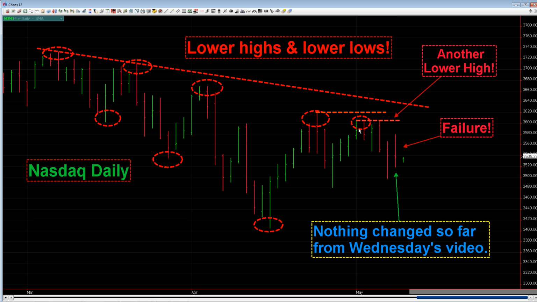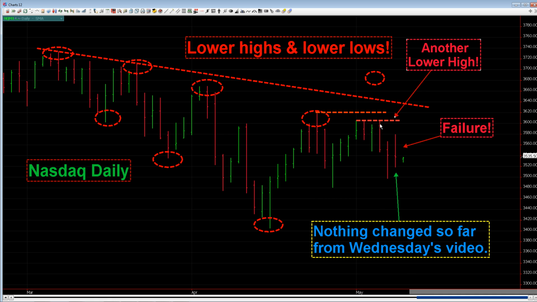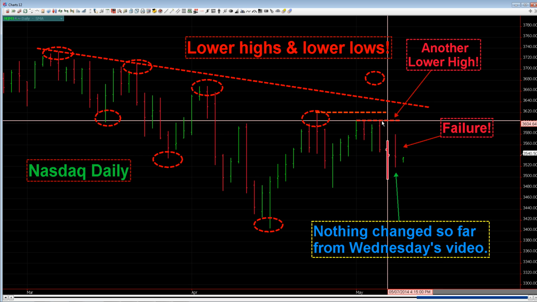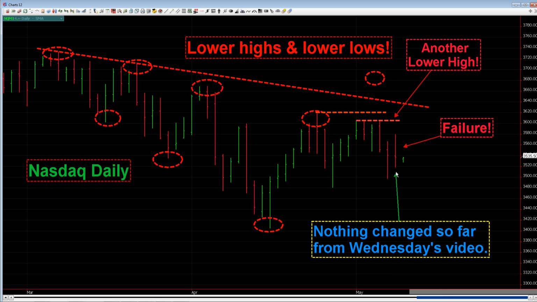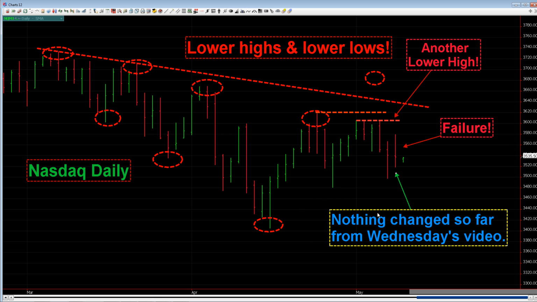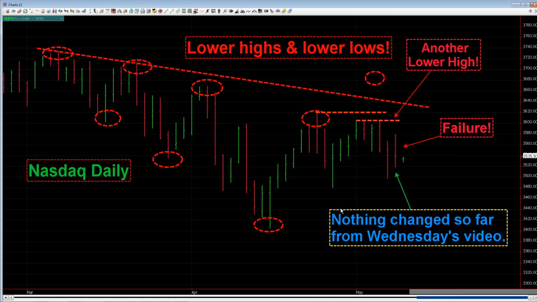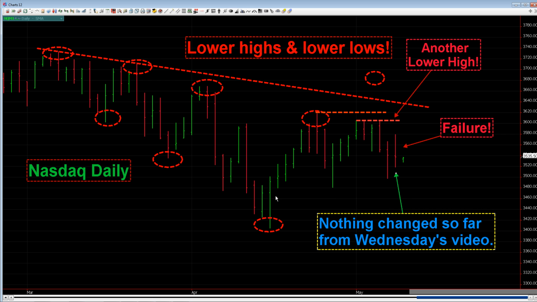That is a failure, and the fact that it hasn't come back to this trend line again, especially this time, and this time, that is a complete failure. So another lower high, this one gives us this, and now we can't even get to that high. That is a failure. Nothing has changed for the near-term look for the next few days of this chart since Wednesday's video. Same look, still looks like it's going to fail, need to be a seller of rallies.